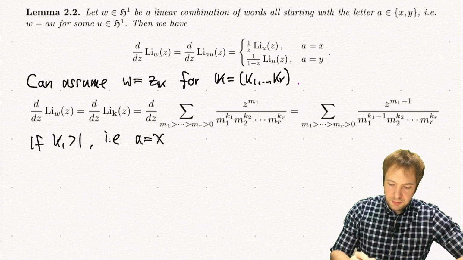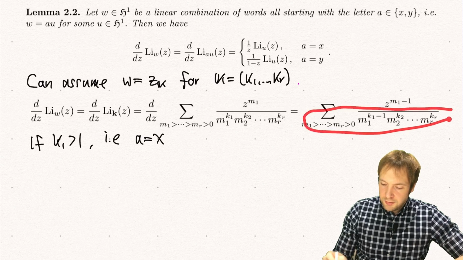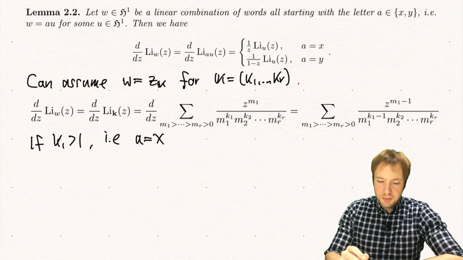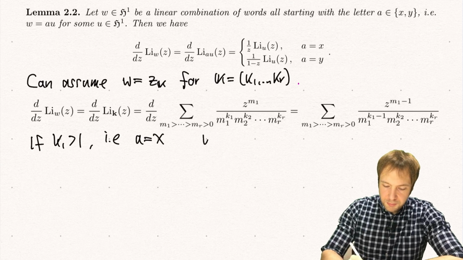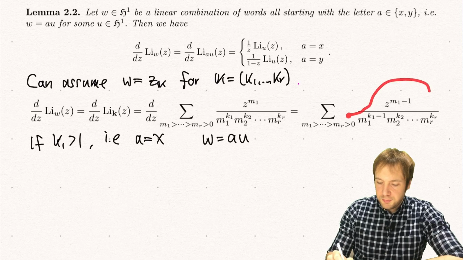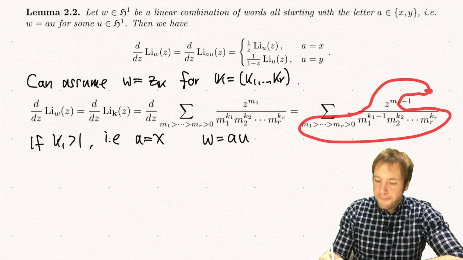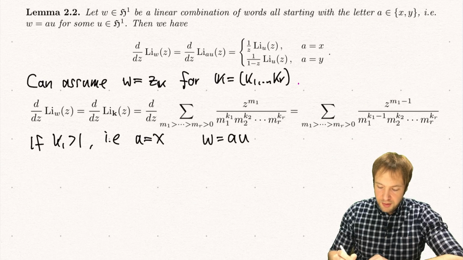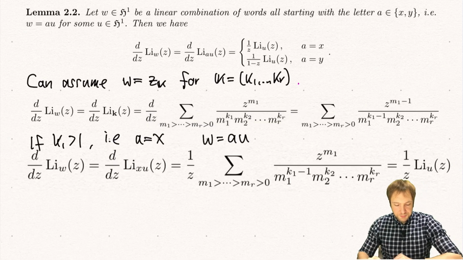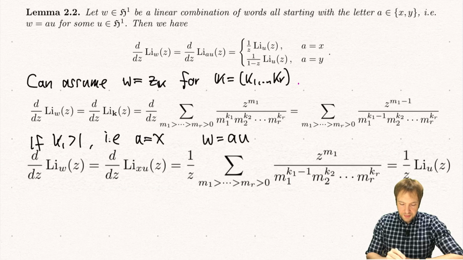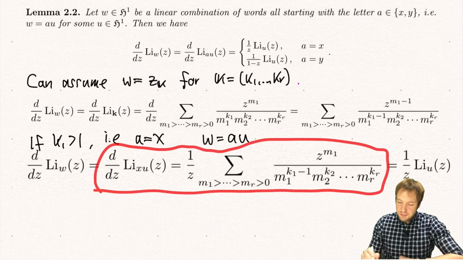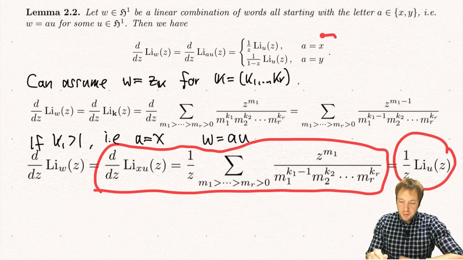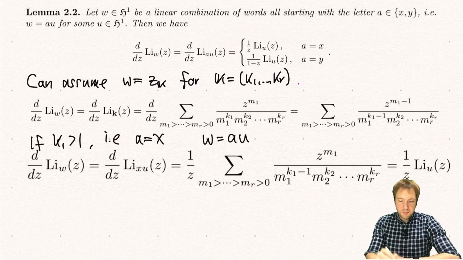But then we see, well, then this is just a polylogarithm. So if this w is a u, then this part here is just a polylogarithm of Li u, and we have z to the power minus 1 here, which corresponds to this 1 over that. And again, this just means that we get this here, which is just 1 over that Li u, which is exactly the first statement here.